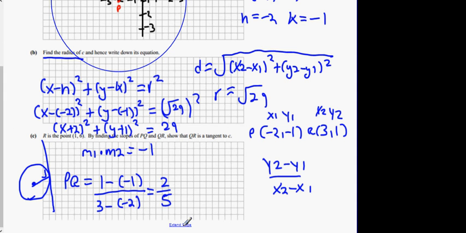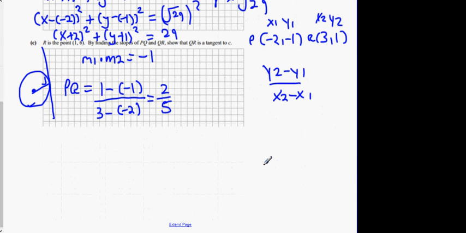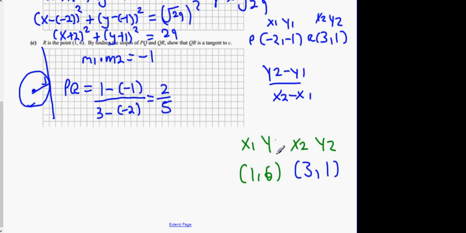So in this one, Q is still x2, y2. We'll do it in green. x2, y2. And this one here is 1, 6. We'll call that x1, y1. Okay? So now we're doing QR. And QR is going to give us y2 minus y1, so it's going to be 1 minus 6. There's our minus 5 straight away. And 3 minus 1 on the bottom. And we're going to get minus 5 over 2.